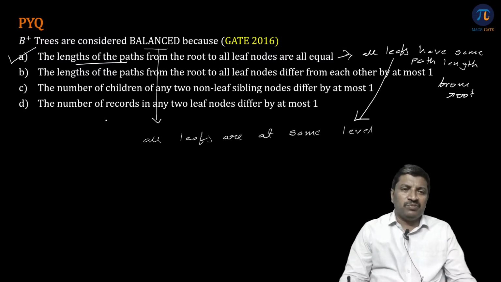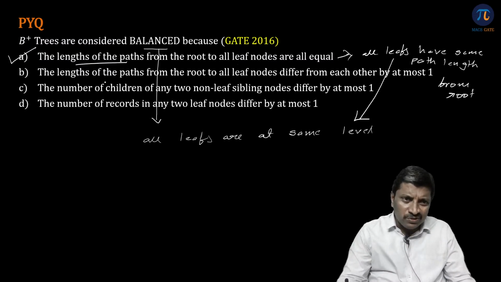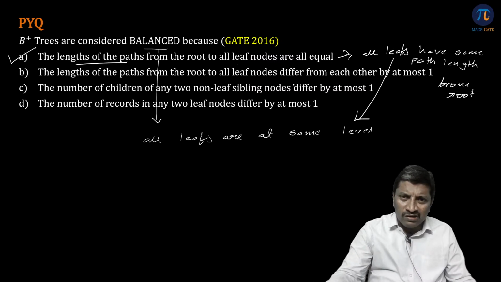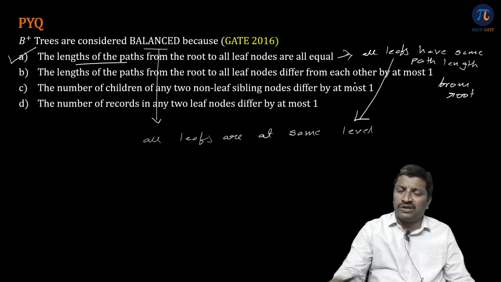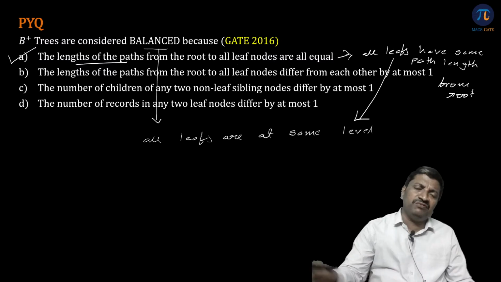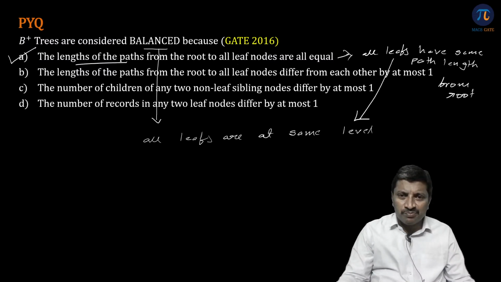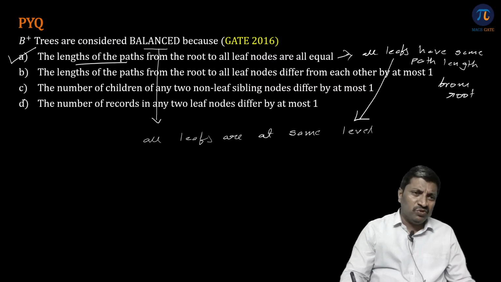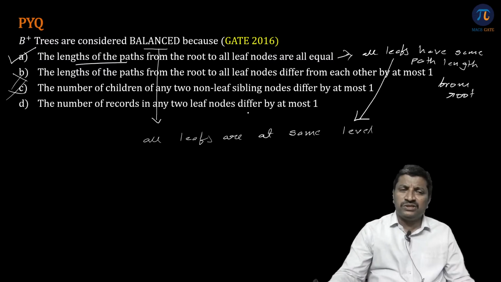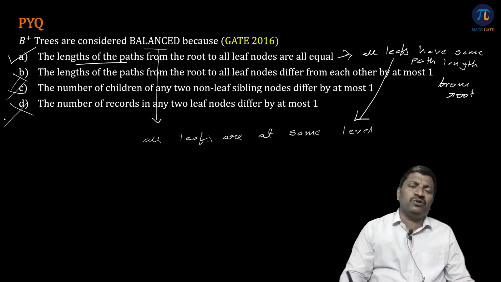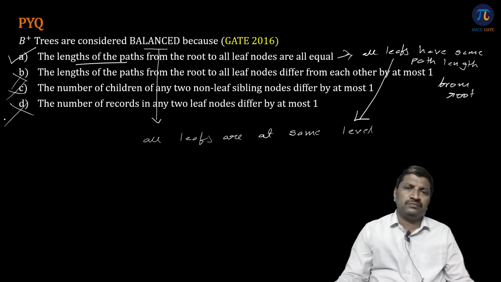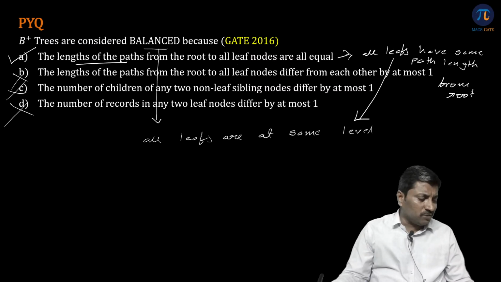Right, sir? Well, let me verify the remaining options also. The lengths of paths from root to all leaf nodes differ from each other by at most 1. There is no difference, sir. Every leaf node is at the same level. The number of children of any two non-leaf sibling nodes differ by at most 1. We don't have these two options, sir. The number of records in any two leaf nodes, every leaf node will have the same number of records. Okay, so that's the first option, sir. Please go through it.